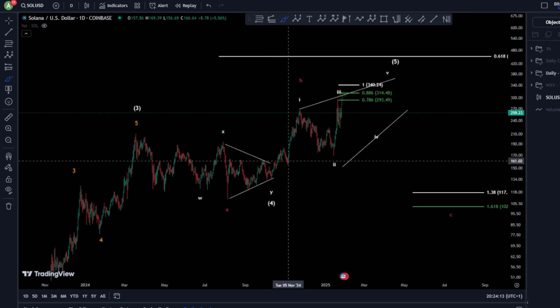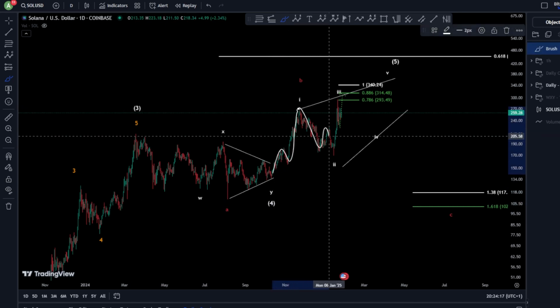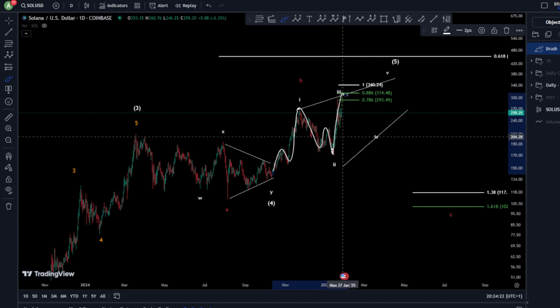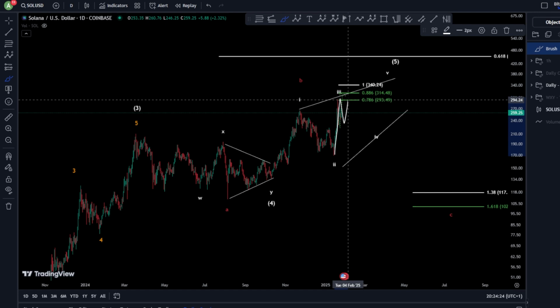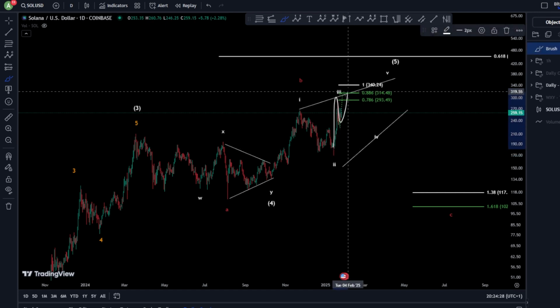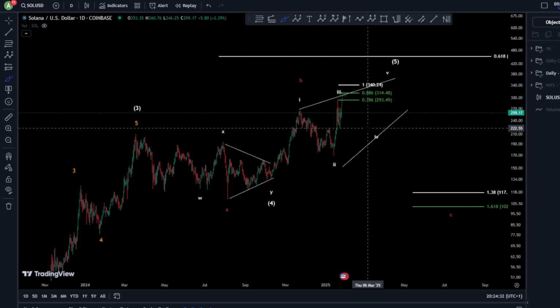Finishing your wave 4 and then moving A, B, C with a wave 1 and then A, B, C for a wave 2. And of course, looking for a wave 3 towards the upside. We are looking for a wave 3 to be a zigzag shape toward the upside, hitting the perfect fib levels between the 0.886 and the 0.786.